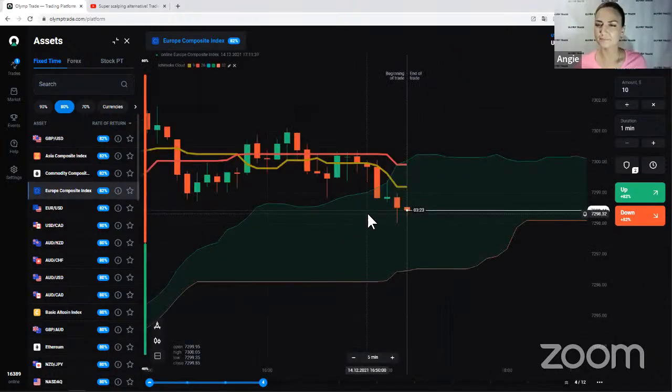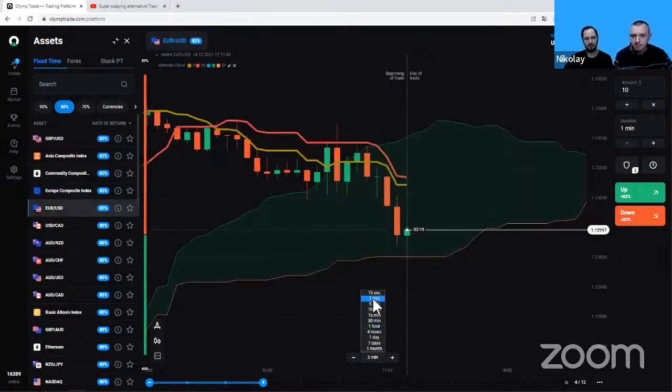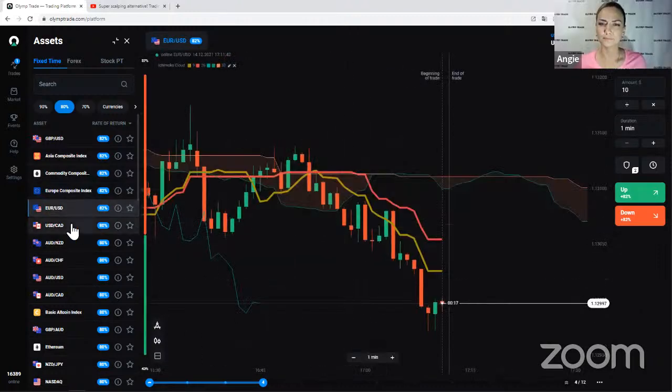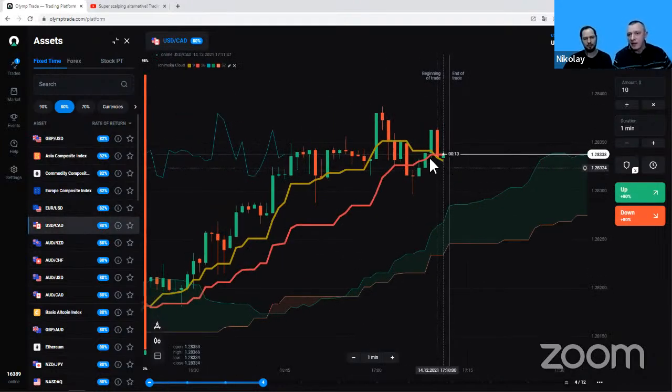So Europe Composite Index, nothing here. Euro USD, nothing, unfortunately. USD Canadian dollar. Well, you see, my friends. So here we see the signal. Alex, what do you think?